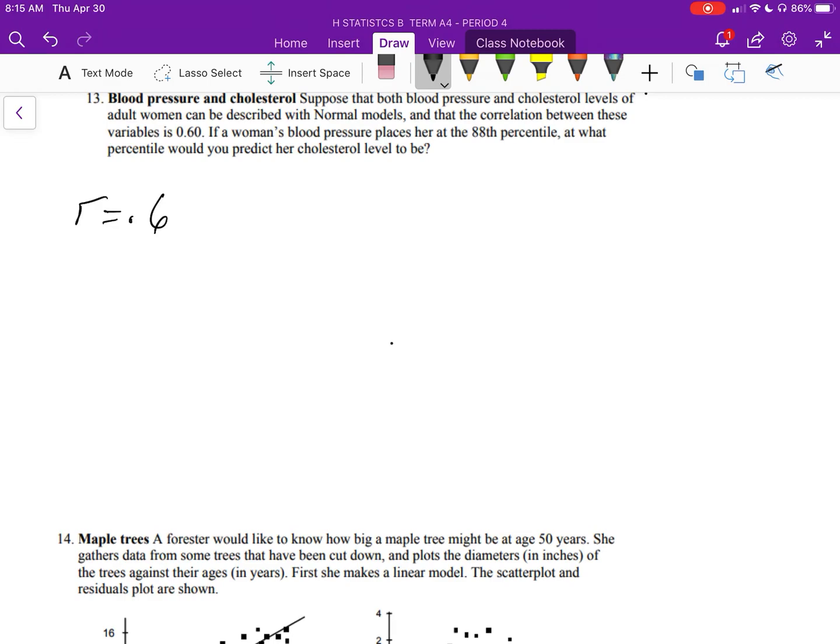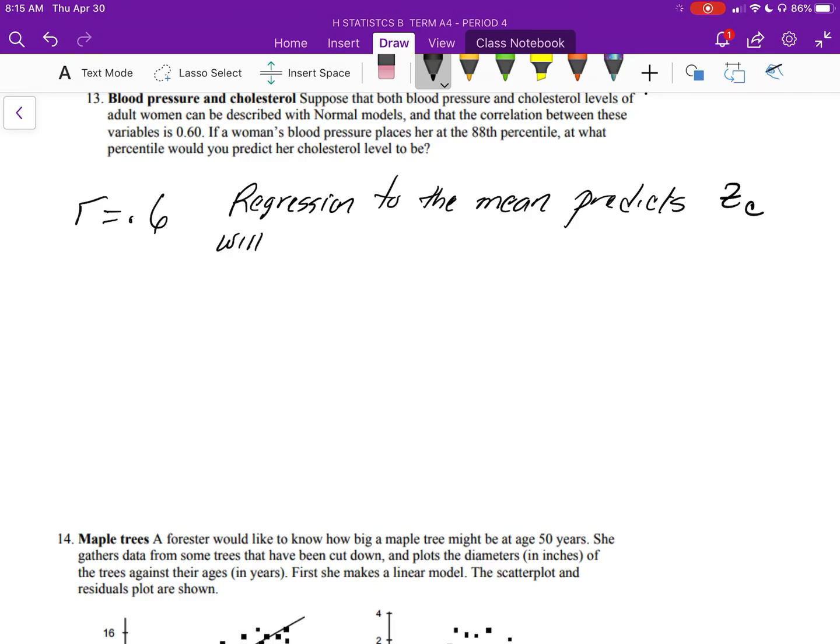So I could say that regression to the mean predicts that the Z-score for the cholesterol will be R, just 0.6, times as far from zero as the Z-score for blood pressure was.